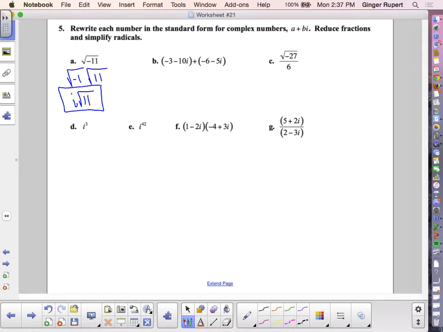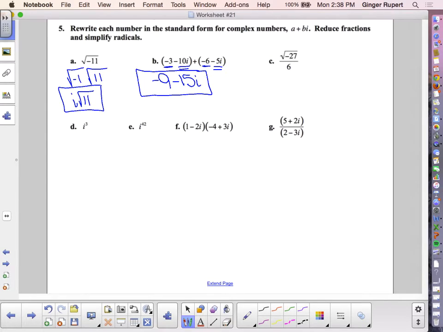B, we're going to add two complex numbers. Remember, to do that, we add the real parts. That's the a. So negative 3 and negative 6 is a negative 9. Then we add the imaginary parts. Negative 10i and negative 5i gives me negative 15i. So when adding or subtracting, you simply add or subtract the real parts together.